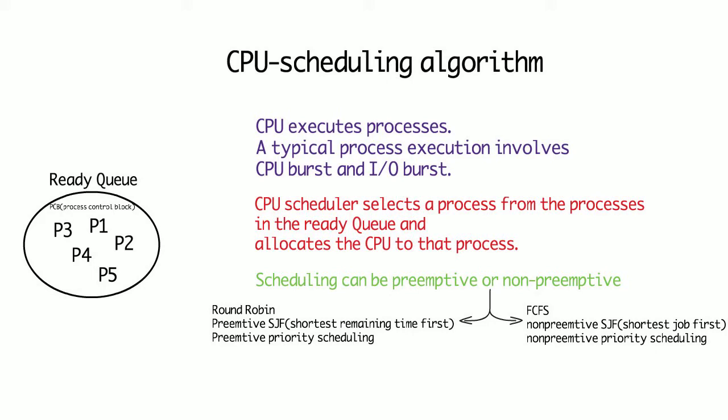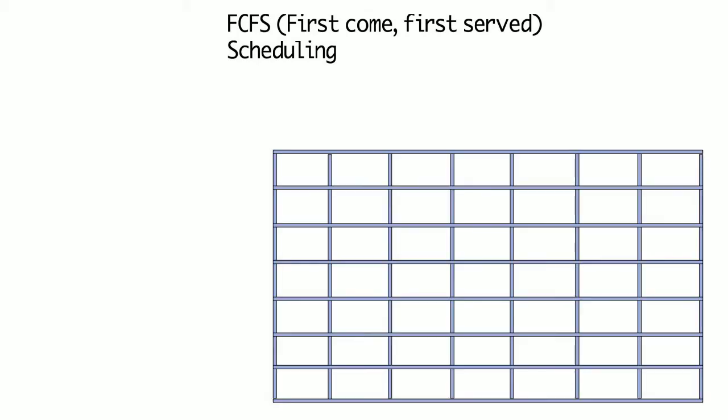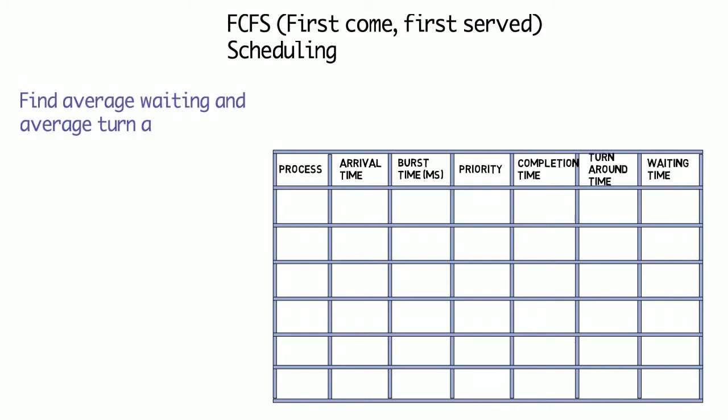FCFS is the simplest CPU scheduling algorithm. With this scheme, the process that requests the CPU first is allocated the CPU first. Let's try to understand FCFS scheduling with the help of an example. We will calculate average waiting time and average turnaround time.